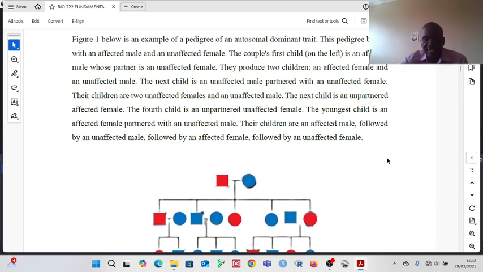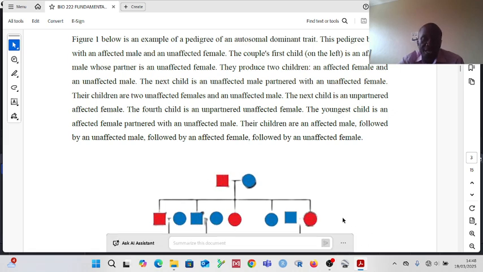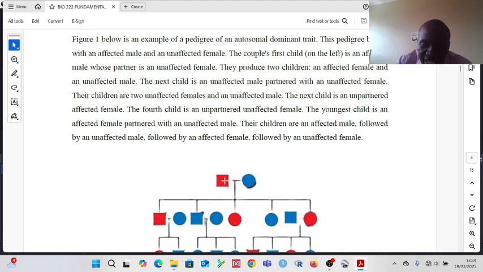So in this pedigree, we have the first two. We have a square and a circle. Then the square and the circle are joined together by a line which is running horizontally. So we said a square is male, a circle is female. Then red indicates affected, blue indicates not affected.